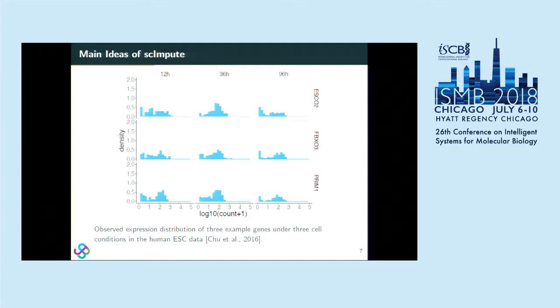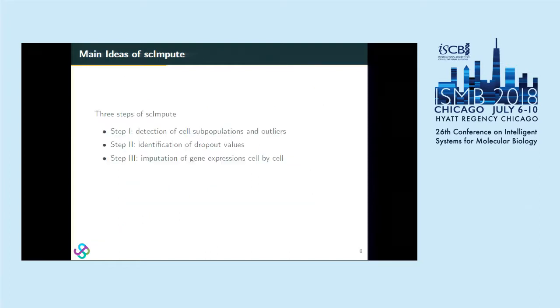To introduce how scImpute works, I'm plotting here the expression distribution of 3 example genes in 3 subpopulations of the human embryonic stem cells. And we can see that first, the distribution of the same gene's expression is different in the 3 subpopulations. And second, all these distributions present the bimodal feature, where the first mode largely represents the dropout component, and the second mode represents the true expression. Therefore, we divide the imputation process into 3 steps.